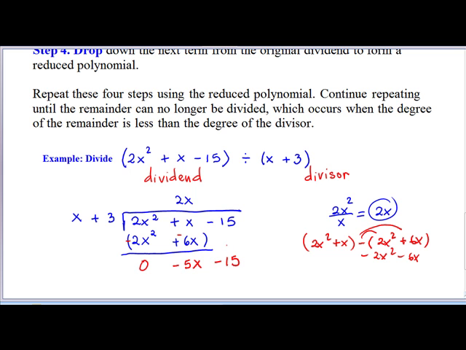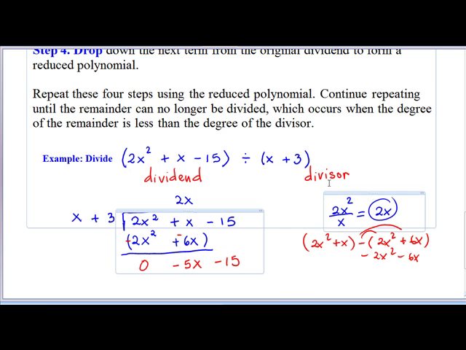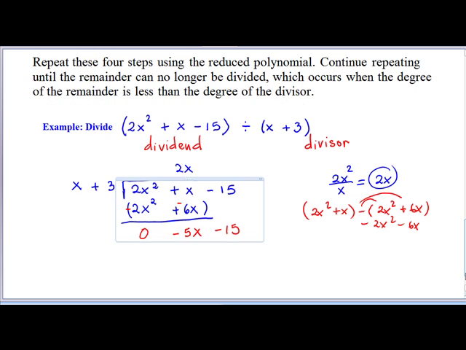And then I have this term here, and I bring it down like that. So now we can repeat the same process. This whole thing here becomes the dividend now. The first term of the dividend divided by the first term of the divisor: minus 5x divided by x equals minus 5, because the x gets cancelled out. So you put a minus 5 up here. This tells us what to multiply the divisor by. So minus 5 times x is minus 5x, and minus 5 times 3 is minus 15.